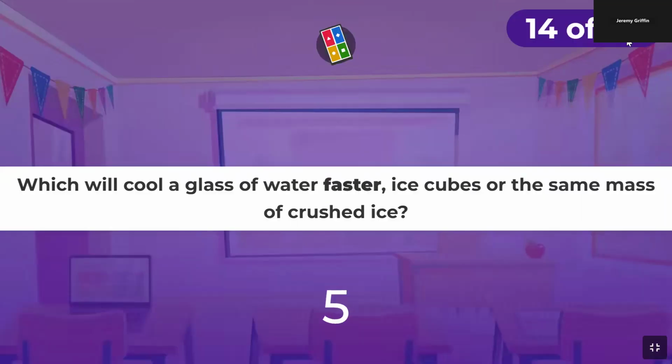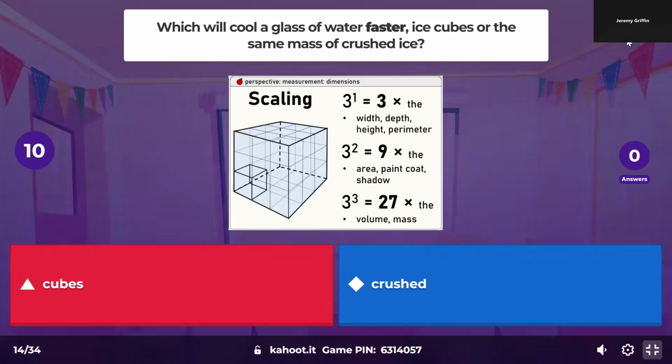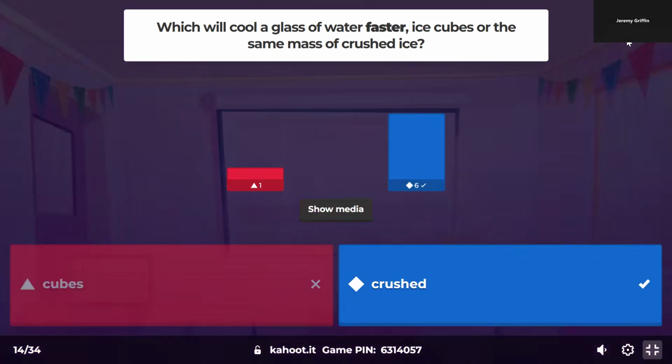Which will cool water faster? Ice cubes or the same mass of ice crushed? Yeah, crushed will cool it faster. Why? Guys, why does the crushed ice cool water faster than the solid ice cube? It does. It has more surface area.